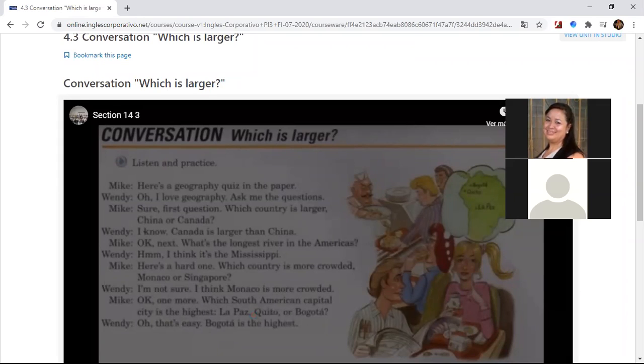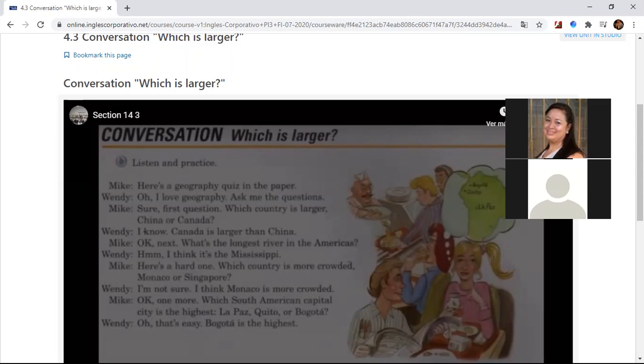Here's a geography quiz in the paper. Oh, I love geography. Ask me the questions. Sure. First question. Which country is larger, China or Canada? I know Canada is larger than China. Okay. Next. What's the longest river in the Americas? I think it's the Mississippi. Here's a hard one. Which country is more crowded, Monaco or Singapore? I'm not sure. I think Monaco is more crowded.